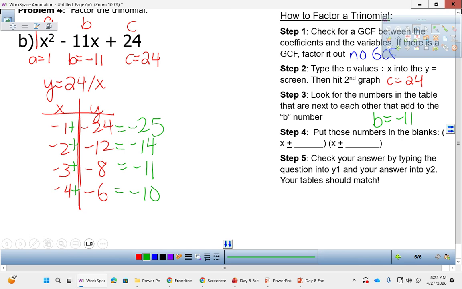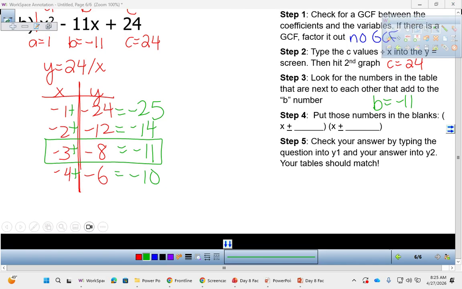Right? So all of the numbers on my list satisfy C equaling 24. If I multiply them, I'm going to get 24. I need to add them and get negative 11. So which pair of numbers should I use? Negative 3 and negative 8. Once you have those two numbers, they go in the blanks.